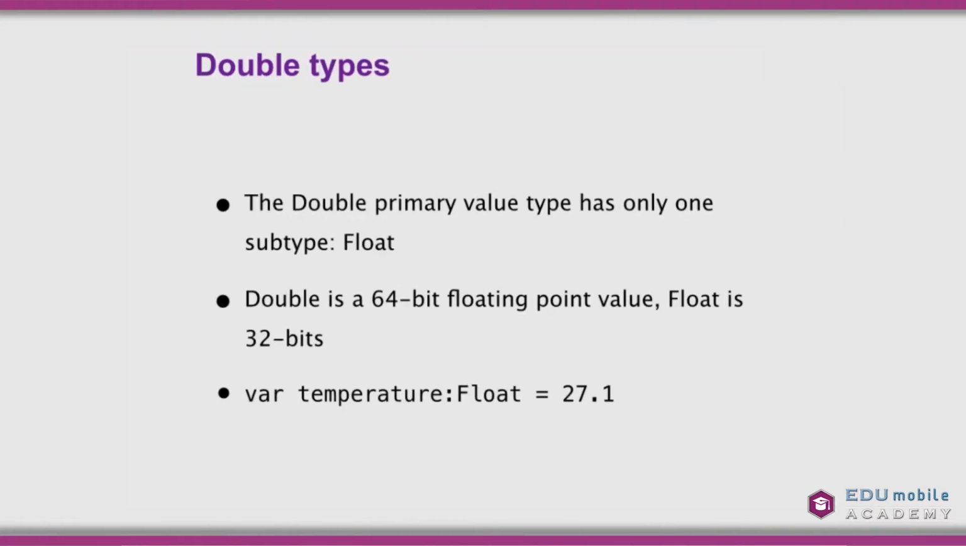So double types. The double primary value type has only one subtype, float. So we can have a double or we can have a float. Double is a 64-bit value, float is 32 bits. So if we want a float, we need to tell it that it needs to be a float. We need to annotate with a float annotation. So here temperature is 27.1 degrees, and whatever scale we're using, temperature is annotated to be of type float. If we leave this out, it's a double.